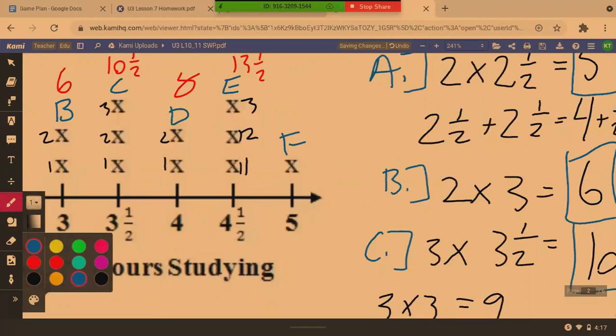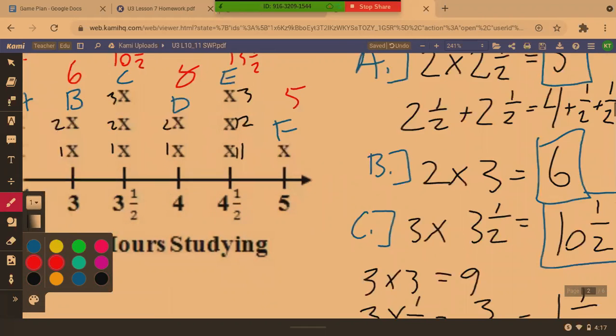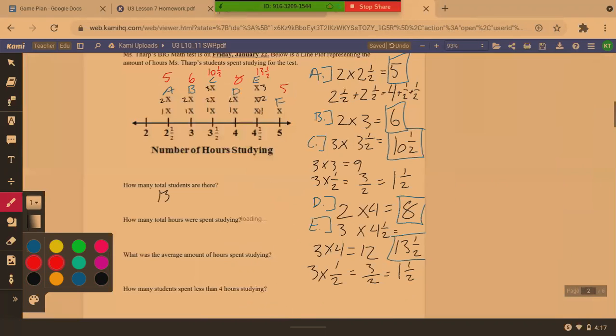Okay, now F. Well, F is pretty easy. Look at that. We don't have to multiply. It's just 5 because there is, I'll do it just in case. F has 1 student that studied 5 hours, which is 5.